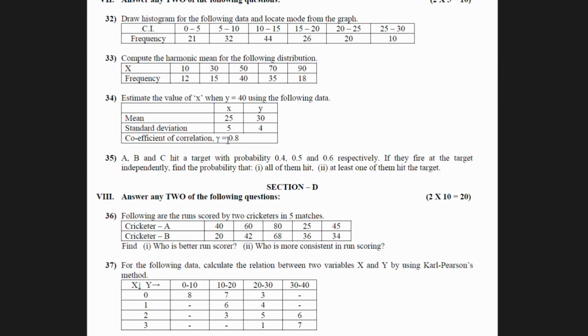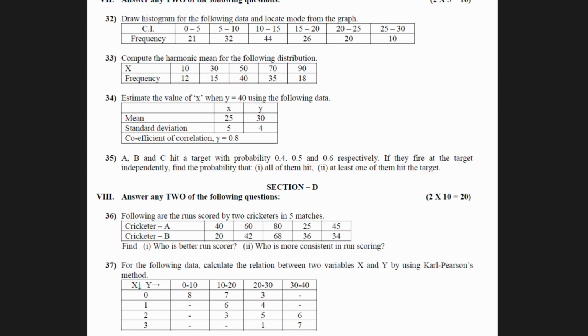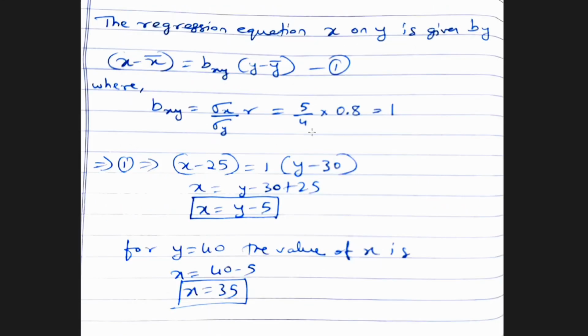Okay, now what is the use of standard deviation here? See, your bxy has a lengthier formula, that is n into summation of xy minus summation of x into summation of y, divided by n into summation of y square minus summation of y whole square. That is when you don't know standard deviation. But when you are given standard deviation and correlation coefficient, then your bxy formula is standard deviation of x divided by standard deviation of y into correlation coefficient. That is, the standard deviation of x is 5, the standard deviation of y is 4. So 5 by 4 into 0.8, that equals 1.